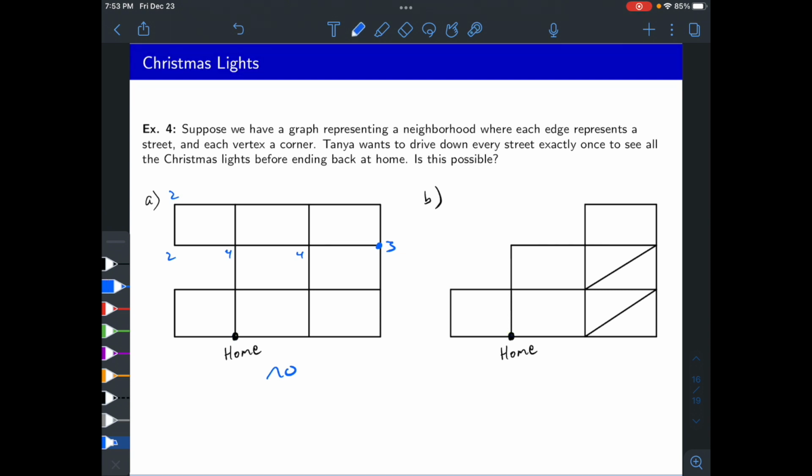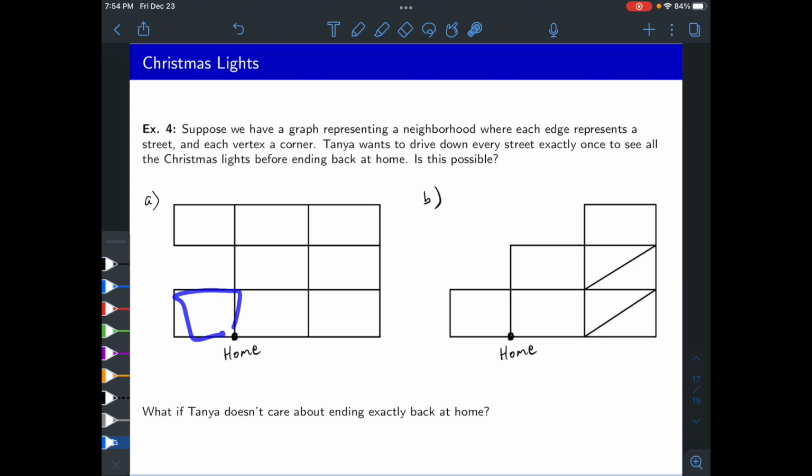All right, well, what about this one over here? Well, this one would also be a no, because what about the home? The home just has degree 3 right there. And even if all the other ones are even, it's just not going to work out. Okay, but what if Tanya doesn't necessarily care about ending back at home? Let's say we're looking for an Euler path, just a path that uses all of the edges in the graph, but doesn't necessarily end up where you started from.